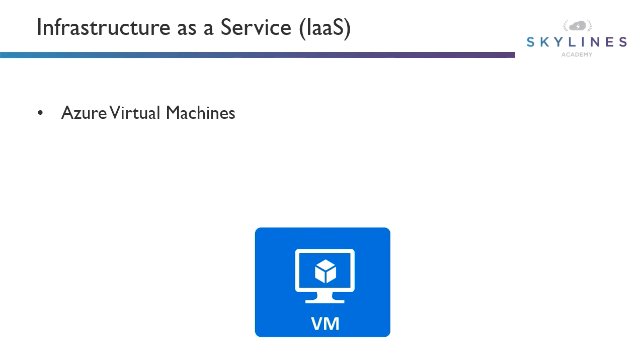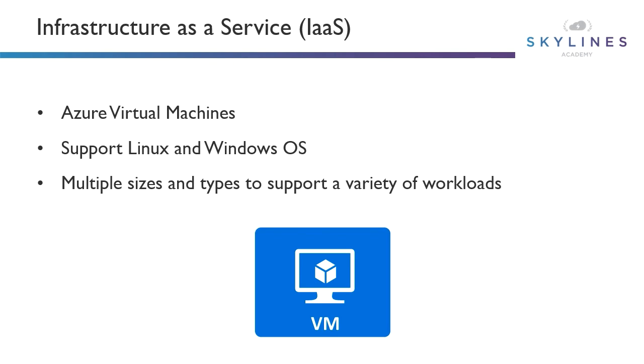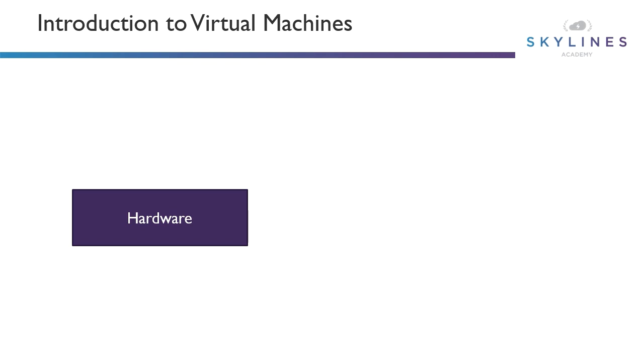What this means is it gives you full control over the operating system, just as if that virtual machine was residing in an on-premise data center. They support both Windows as well as Linux operating systems, and there are multiple sizes and types to support the variety of workloads or solutions that you're going to be deploying to them. So to get started with virtual machines, let's take a little bit of a step back.